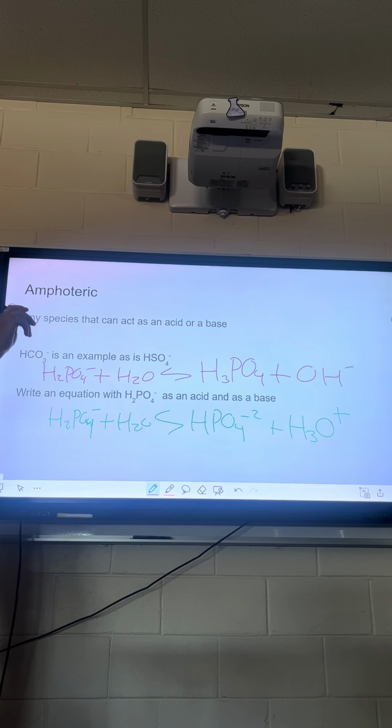Remember, strong acids don't go both ways. Strong acids are the ones that can't go both ways. Weak acids are the ones that can go both ways.